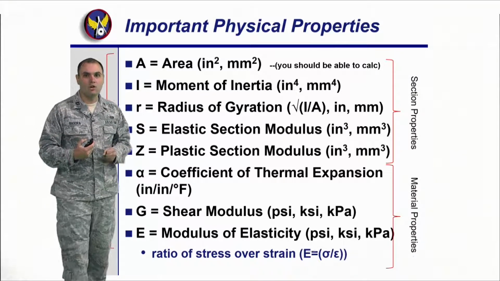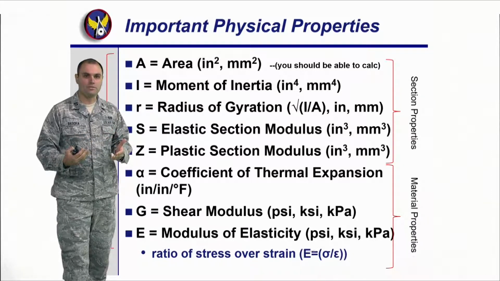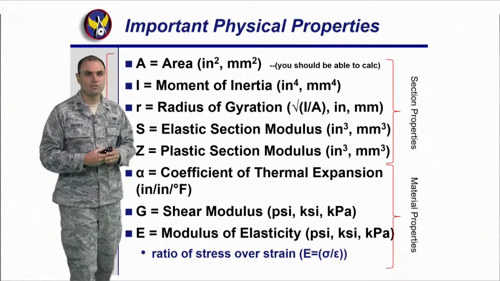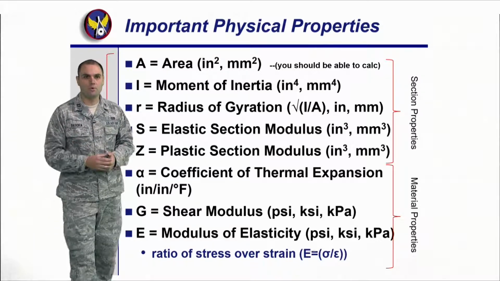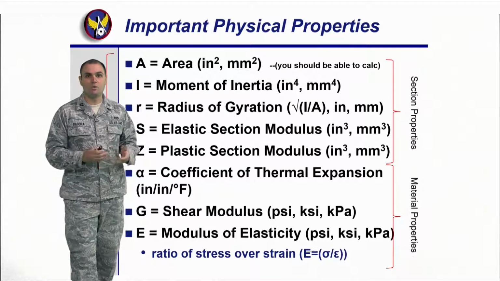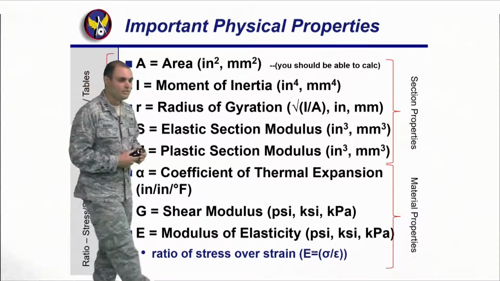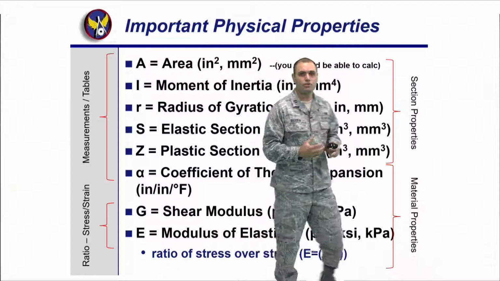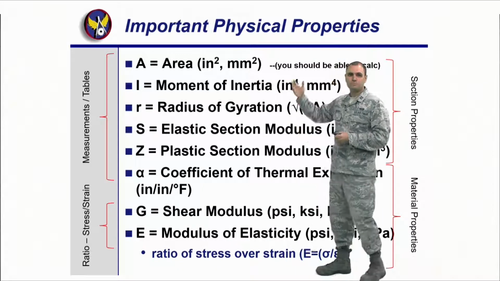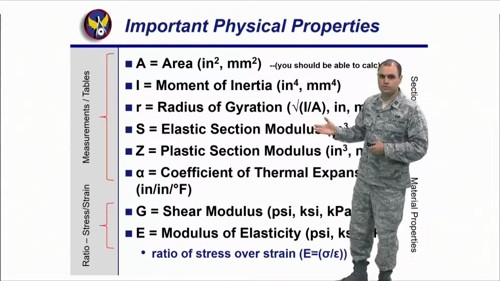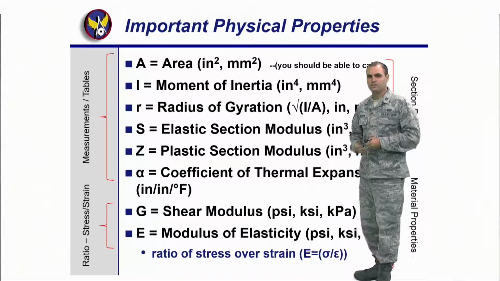And then finally, I also have what we call material properties. As you can see, that includes the coefficient of thermal expansion. That's just another property of materials: depending on where you're at, if the temperature increases or decreases, the material will expand and contract. These are very important properties that we're going to be using throughout class, mostly area, moment of inertia, section modulus, the S, and also E, the modulus of elasticity.